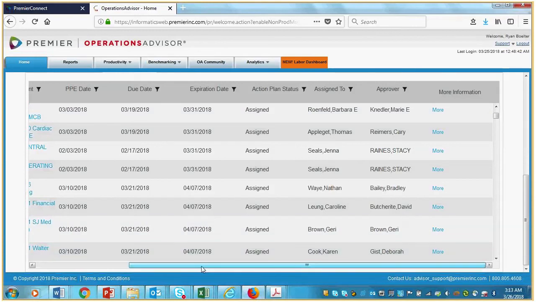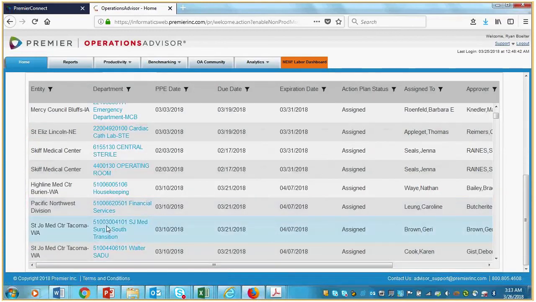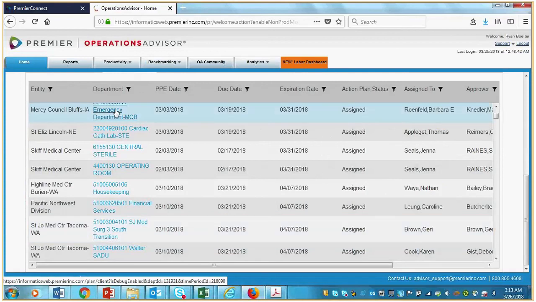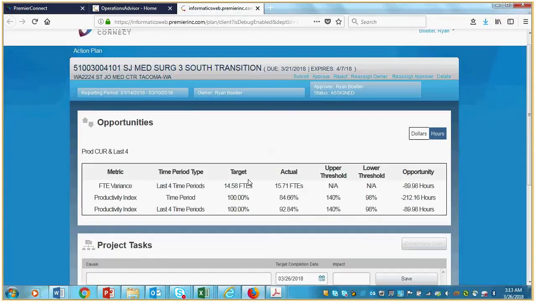So now we're ready, let's say, to complete an action plan. So we'll go click on the department number, and that will open up the form. The action plan form is going to be a series of boxes to fill out. But on the first half of the form, it's going to give you the department number, when it's due, when it expires. It's as of March 10th. Here's the owner. Here's the approver.